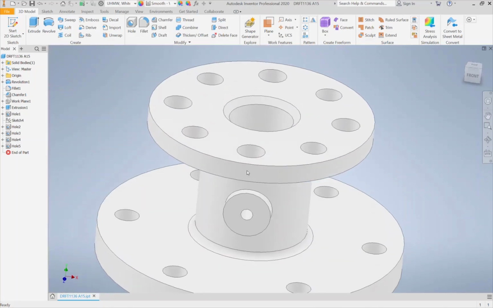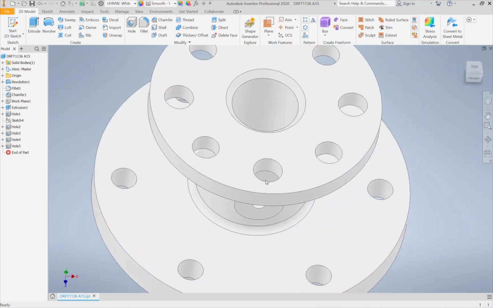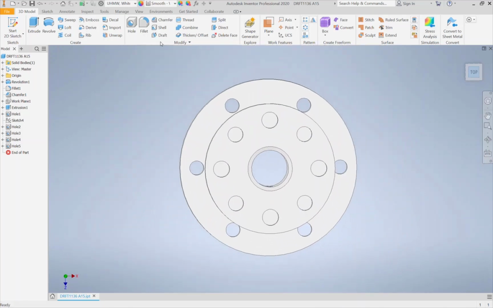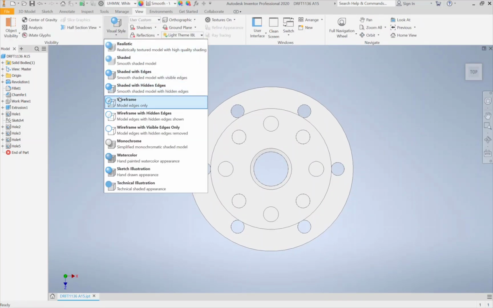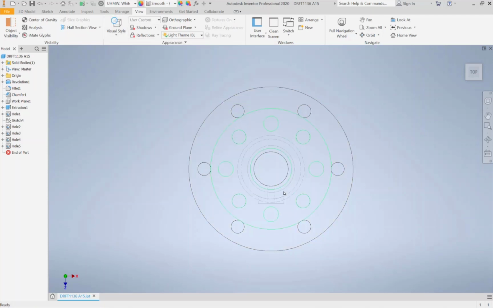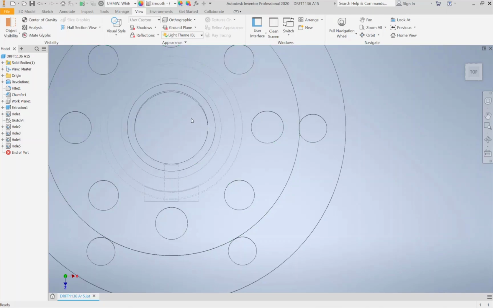When you look at this from the top view, it's going to be shown as a hidden line feature. Let me go to wireframe so you can see it. So there it is. This is the boss right here, showing as these hidden lines. Okay.